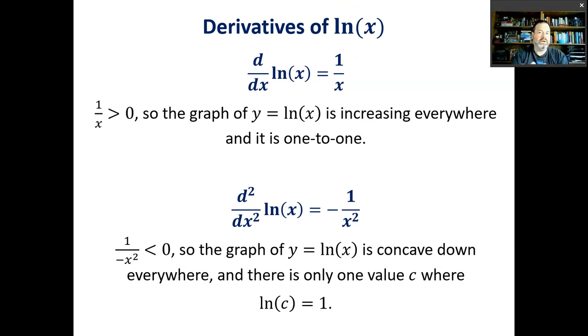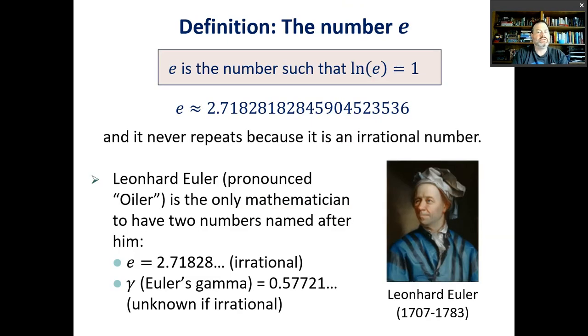So there's only one number where the natural log of c equals 1. That's a really fancy number. It's called e. It's the only number that you guys will see in math that gets an English letter, like a Roman letter, e, instead of a Greek letter. And we're going to use this number a lot.